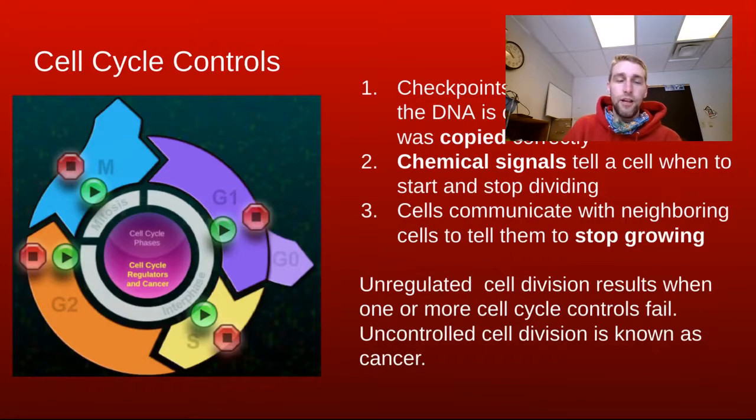There are multiple checkpoints at the end of each of these phases, and those are basically just to make sure that everything has happened correctly so far. There are lots of different chemical signals that will trigger a cell to go to the next phase or to start dividing, but there are also enzymes in the cell to make sure that everything has been done correctly.